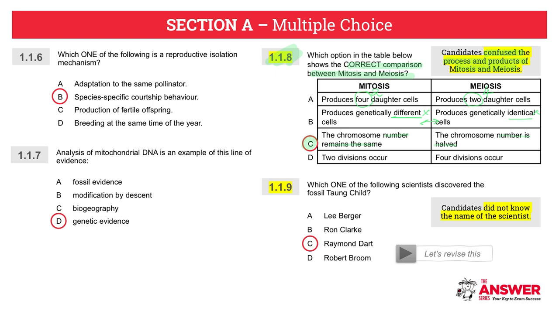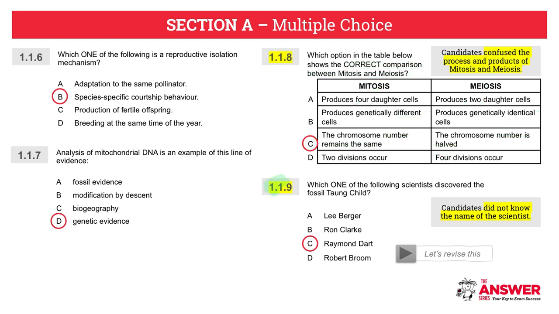And again, the 2 options are swapped. And then D, 2 divisions occur in mitosis, is also incorrect. That is a characteristic of meiosis, whereas 4 divisions occur in meiosis is not a characteristic of either one. So A, B, and D are options that you can eliminate based on their content. C is the only remaining correct option.